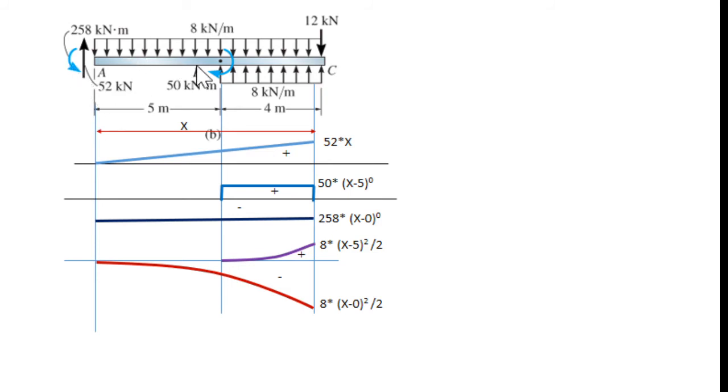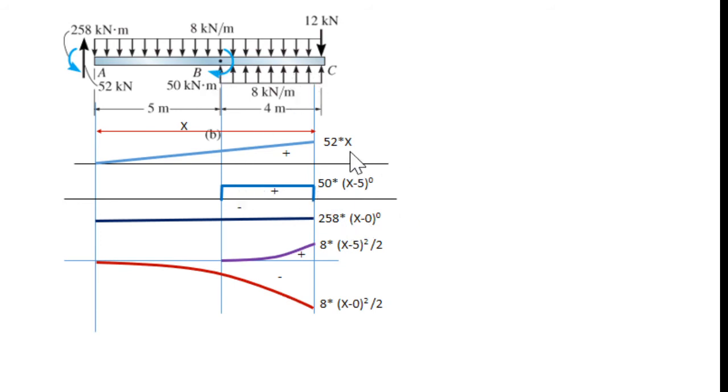Next, if we want to write for this uniformly distributed loading, it will start from here and go until this point. For this 8 kilonewton per meter, wx squared divided by 2, so w is 8. We will write x minus 0 whole squared divided by 2. So this way we can write. For this uniformly distributed loading, it is upward, so it will be positive 8, x minus 5, this is the distance, x minus 5 whole squared divided by 2. And this couple is this one, plus 50 from here to the end of the beam.